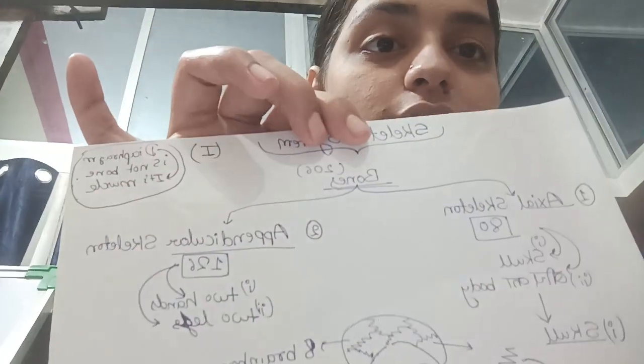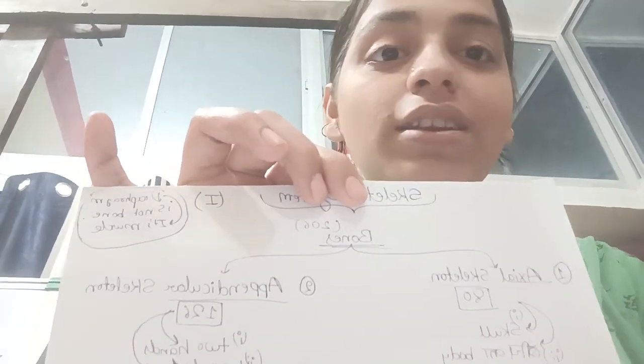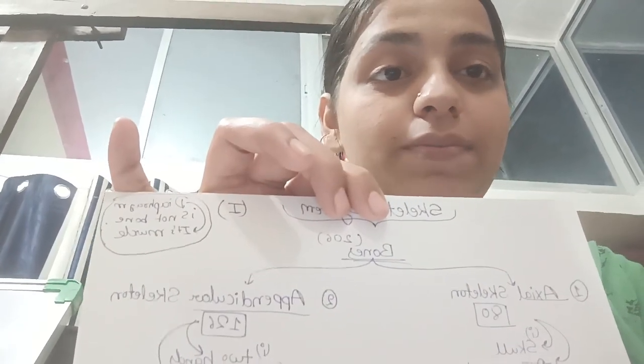So basically we have 206 bones, you know that. Bones are basically divided into two categories. Have you seen this? Two categories. The first is axial skeleton and the second is appendicular skeleton, right? The first one is axial skeleton and the second one is appendicular skeleton.